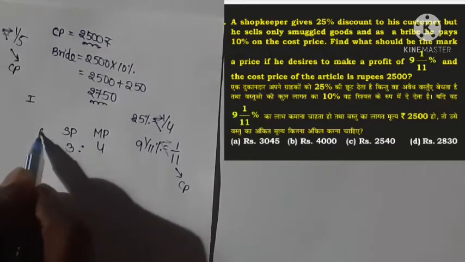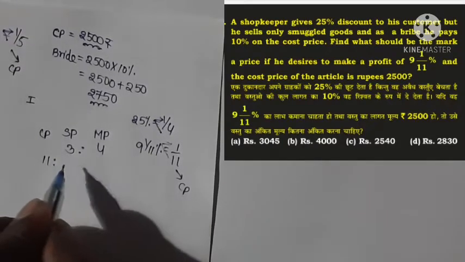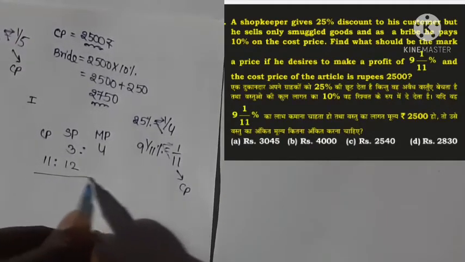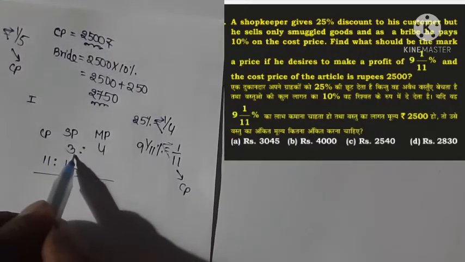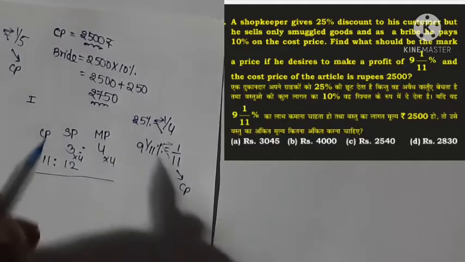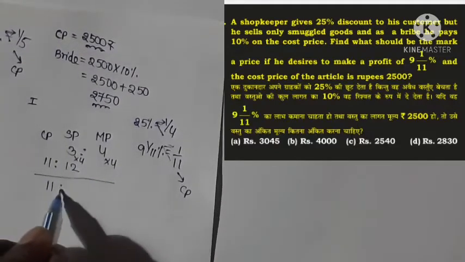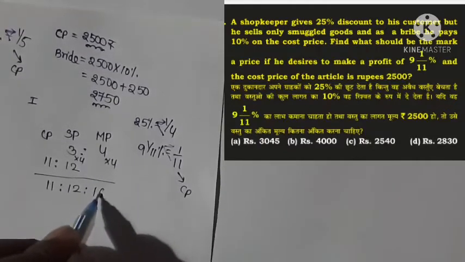So cost price and selling price are in the ratio of 11:12. The selling price is the same, so multiply this value by 4 and this by 3, and the ratio becomes 11:12:16.